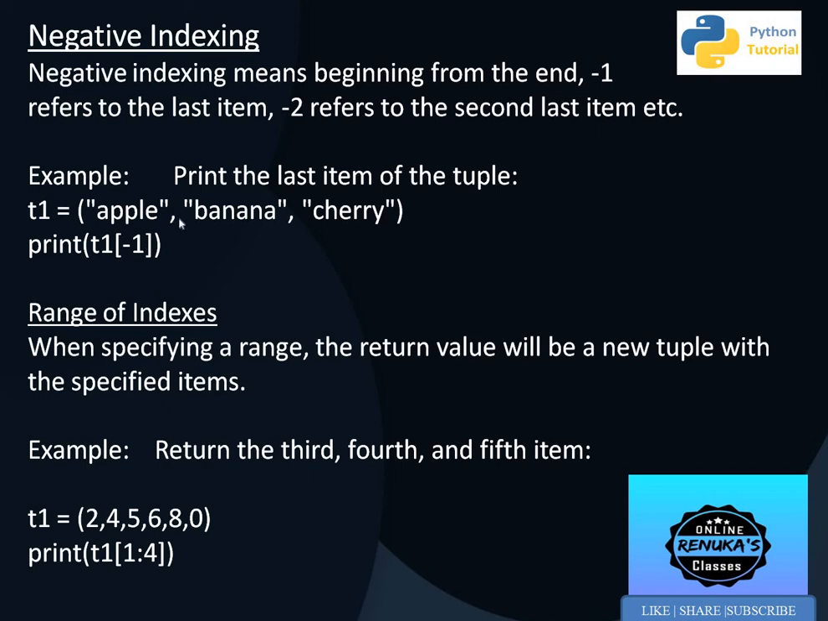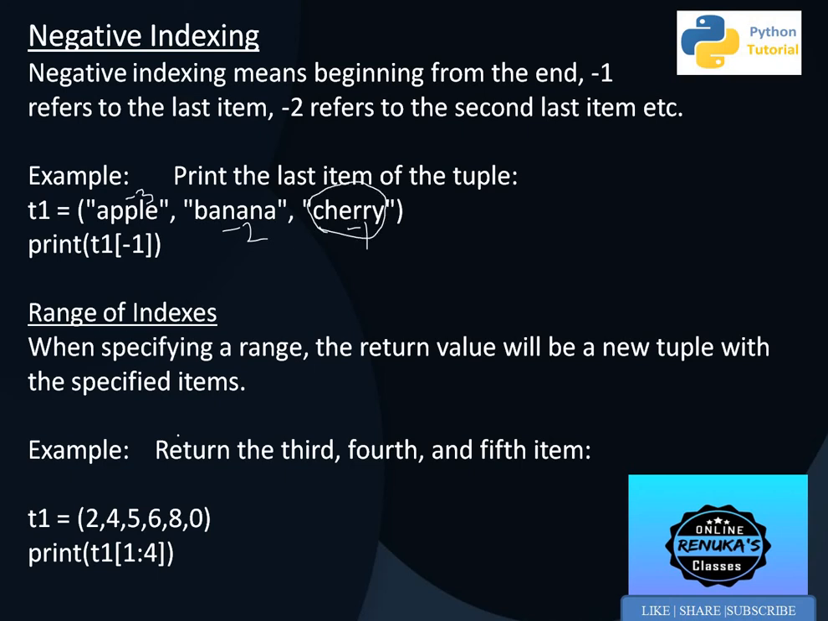So in this way, without knowing the number of items or number of elements in a tuple, we can print the last item. Second last item index will be minus 2, like next index will be minus 3. In this way, negative indexing of tuples is there. So this is minus 1, this is minus 2, and this is minus 3. So if I say minus 1, then cherry will be printed.